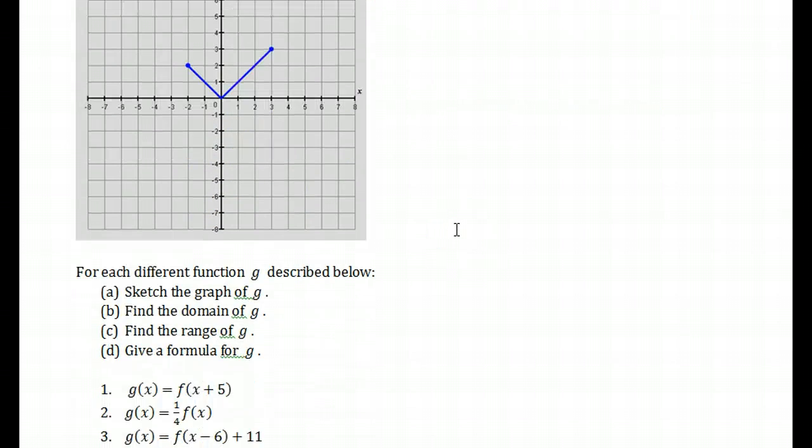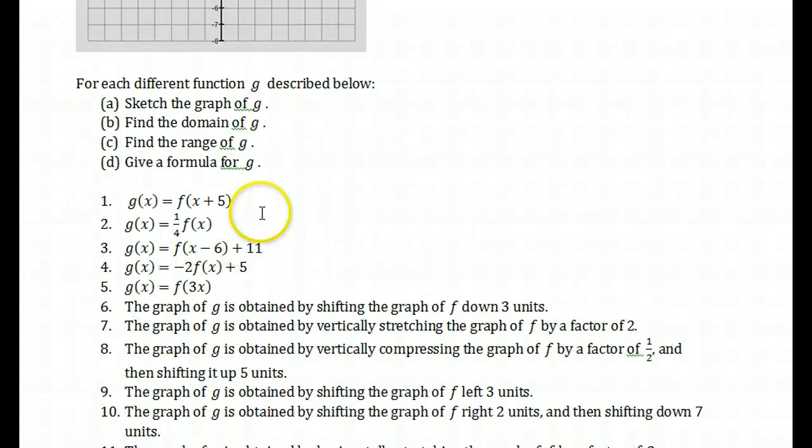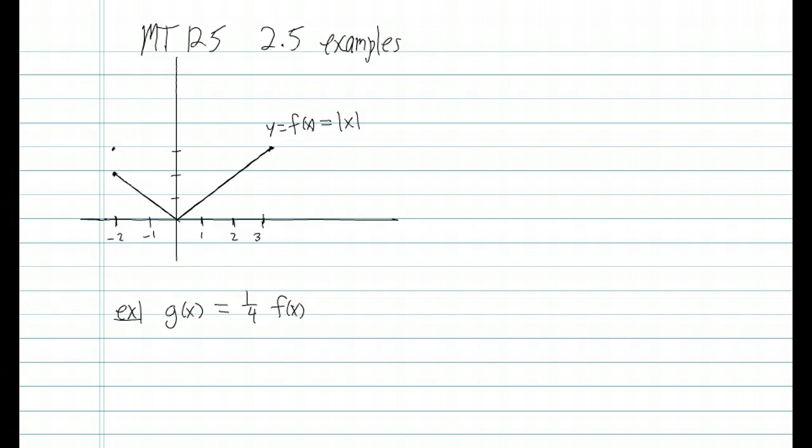Now here's the question we want to answer. We've got several different transformations below here. I'm going to do 2 through 5. We want to ask what the graph looks like, what's the domain, and what's the range of the new functions, and we can write the formula using the absolute value if we want. Okay, so let's go over to our scrap paper and I'm going to start working this out.